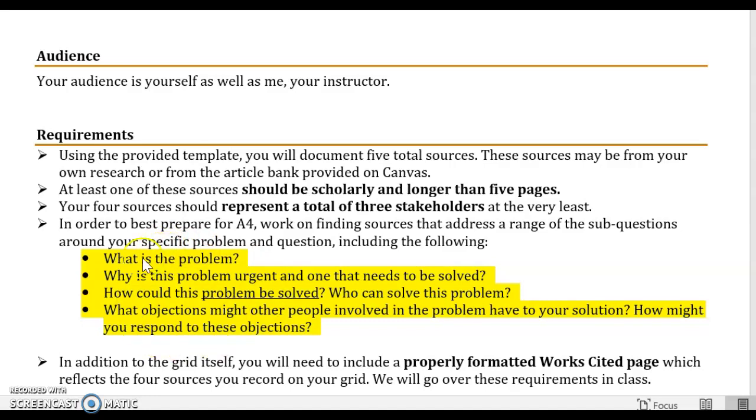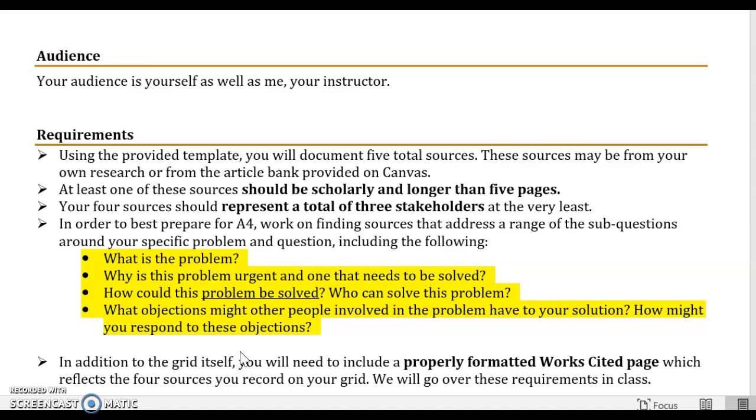So what is the problem? You know, maybe there's an article that just tells you what that problem is, right? But also, why is this problem urgent and one that needs to be solved? How can this problem be solved and who can solve it? And then what objections might other people involved in the problem have to whatever solution it is you're considering?